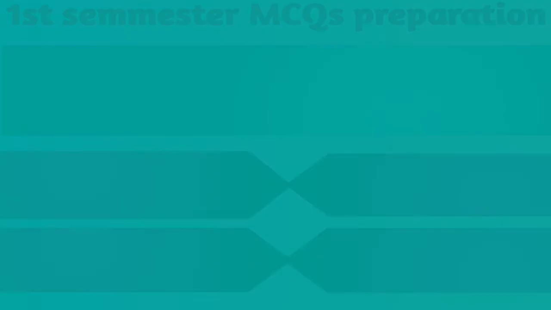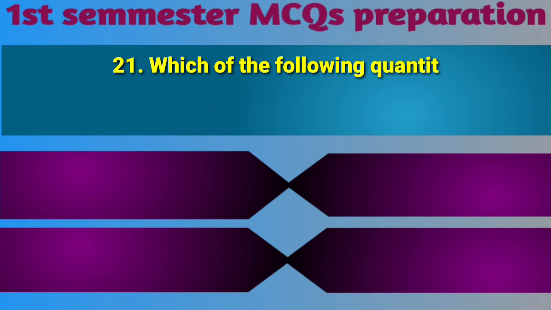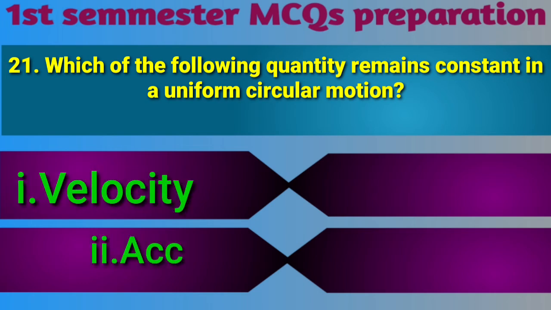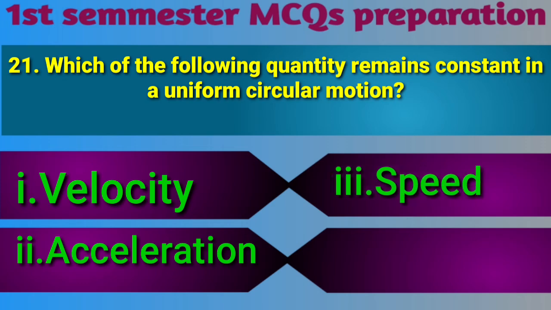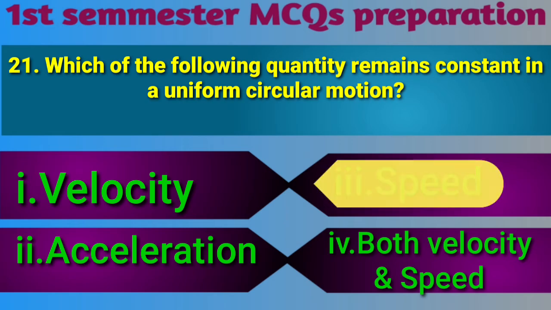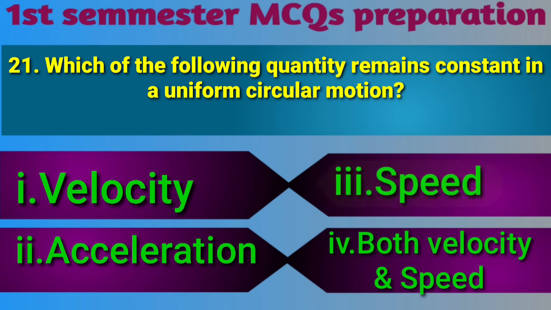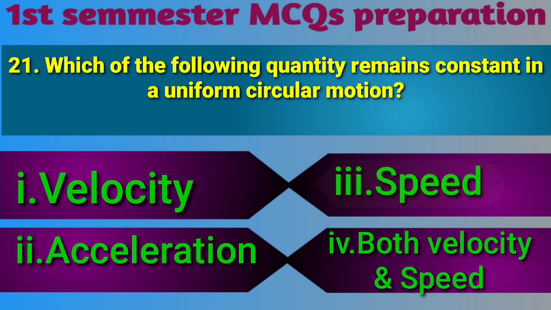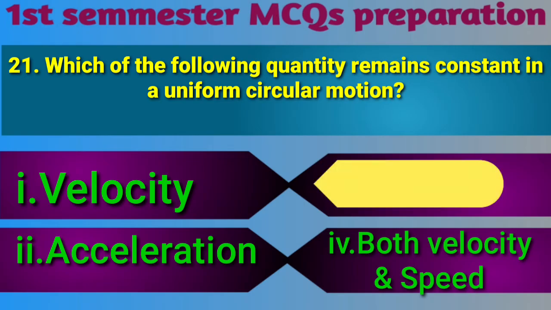So moving to the next question, that is question number 21. Which of the following quantity remains constant in a uniform circular motion? The four options are velocity, acceleration, speed, or both velocity and speed. The right answer will be speed, because as we know that in circular motion speed remains constant but the direction changes, so the velocity also changes and acceleration also changes, but the speed remains constant. So the right answer will be option number 3, speed.